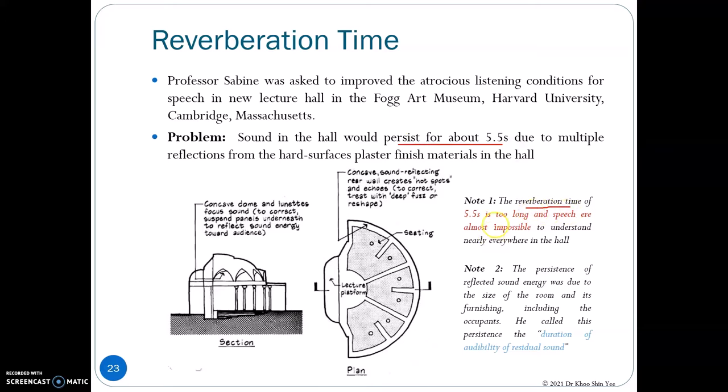So in this case, this time is too long and speech is almost impossible to understand nearly everywhere inside the hall. After the initial investigation, Professor Sabin said that the persistence of the reflected sound energy was due to the size of the room and its furnishing, including the occupants, and he called this persistence the duration of audibility of residual sound.